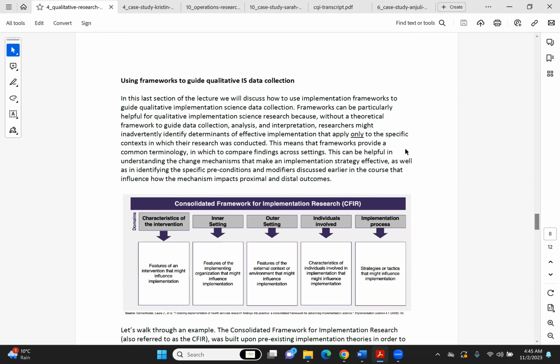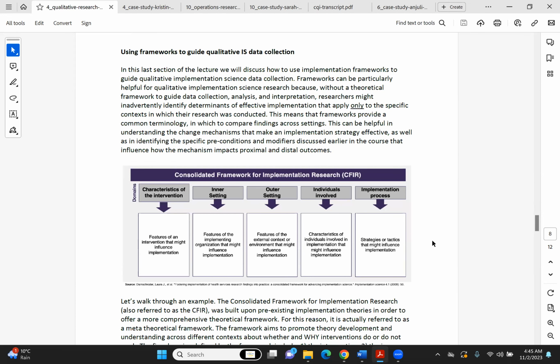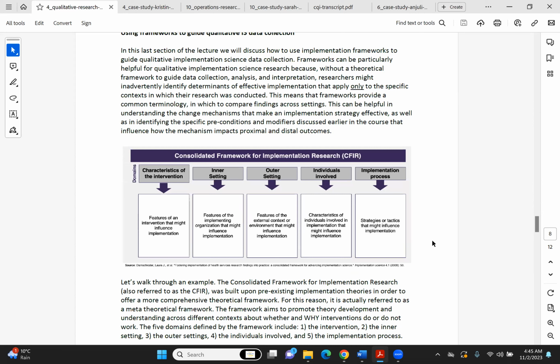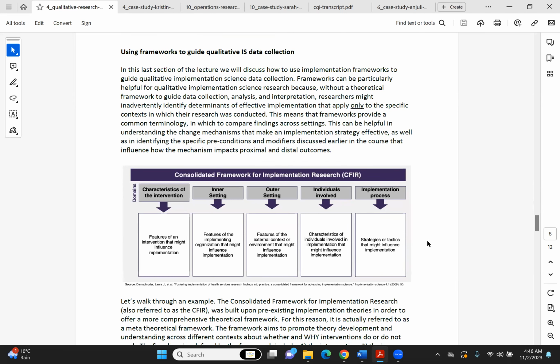And lastly, they have talked about some frameworks which are very common in implementation science, for example frameworks to guide qualitative implementation science data collection. CFIR is one example of the frameworks which is very commonly used in implementation science. This was, I guess, published in 2010 or so, almost 20 years before, and there is now a second version of CFIR. It is the Consolidated Framework for Implementation Research, and it is used to guide qualitative data collection. It has five domains to be specific: characteristics of intervention, inner setting, outer setting, individuals involved, and implementation process.